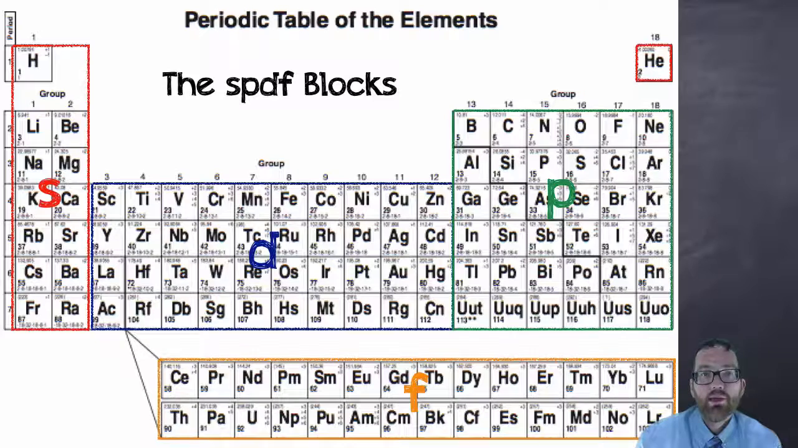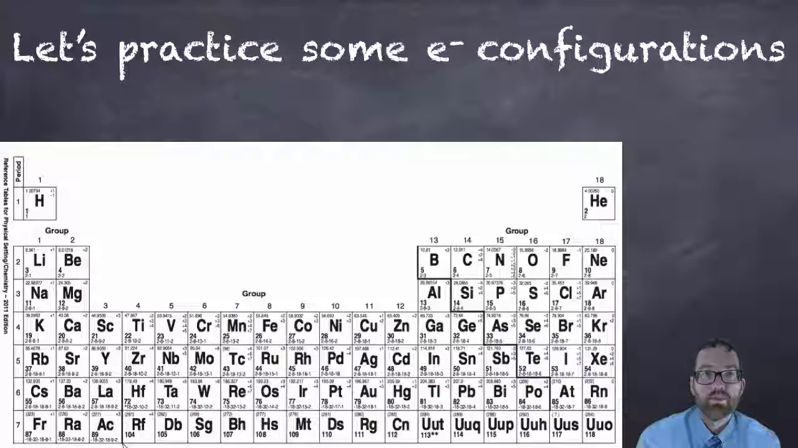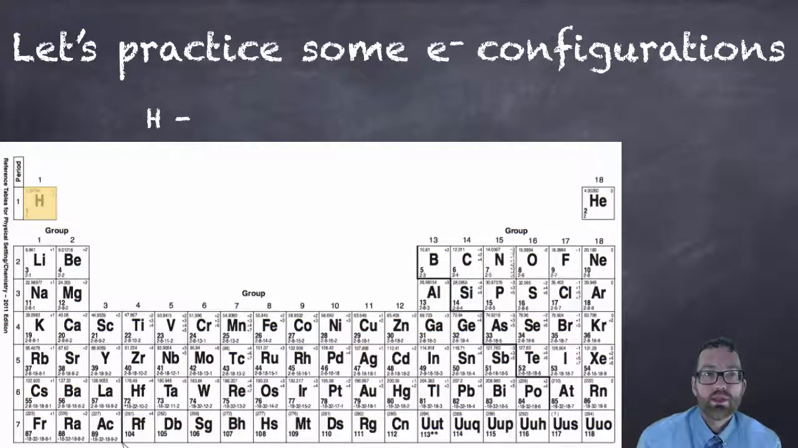Okay, so you should have a diagram like this somewhere in your notes or on your own reference table, and we're going to use this, and we call it the spdf block system. I'm going to show you how to get electron configurations without filling out an orbital diagram. So let's start easy. Hydrogen.